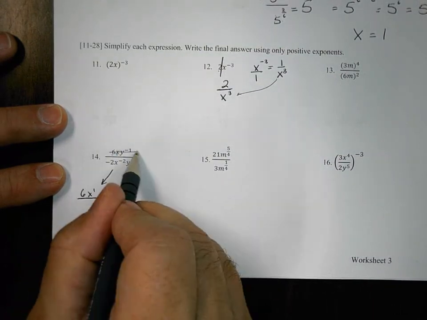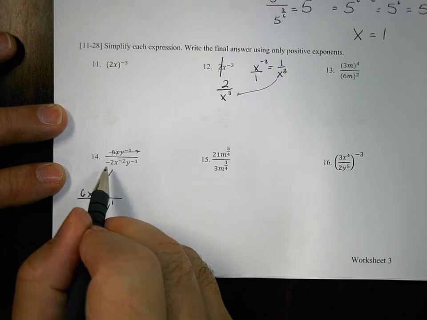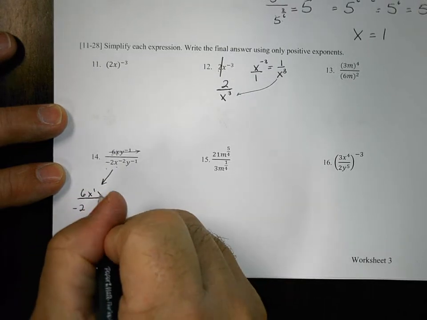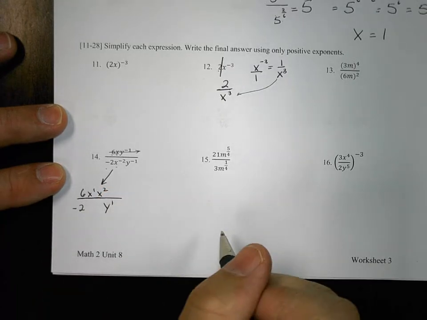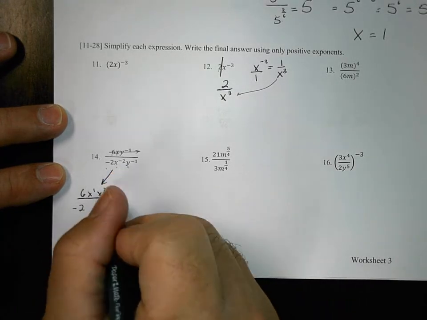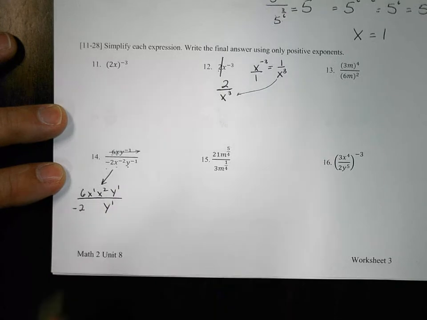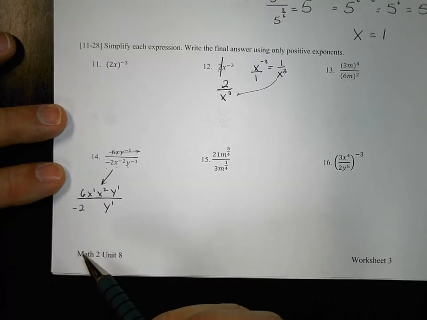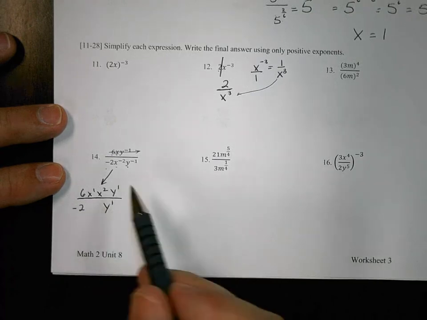I work my way across this way. Now I start here. The negative 2 stays home. The x to the negative 2 goes to the top and becomes positive. And the y to the first goes to the top and becomes positive. Okay, now that I've eliminated all the negative exponents, now I can start combining and simplifying.